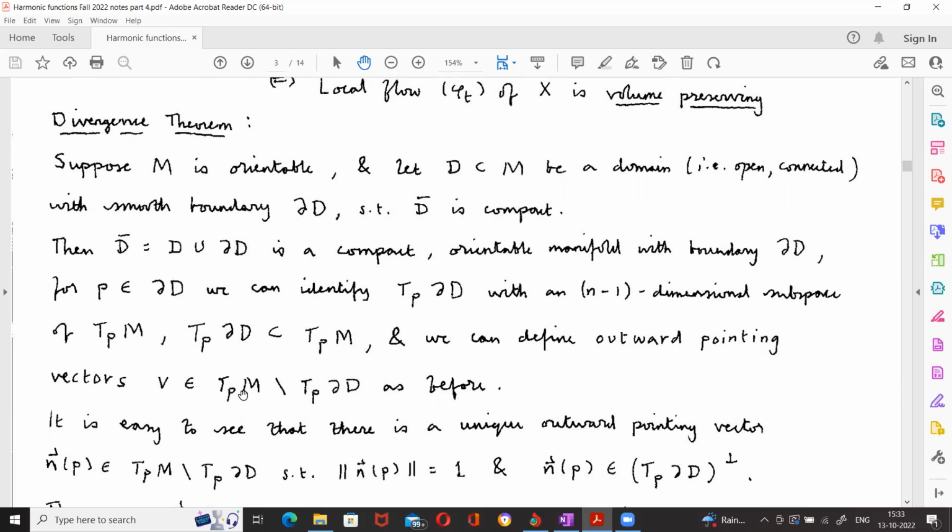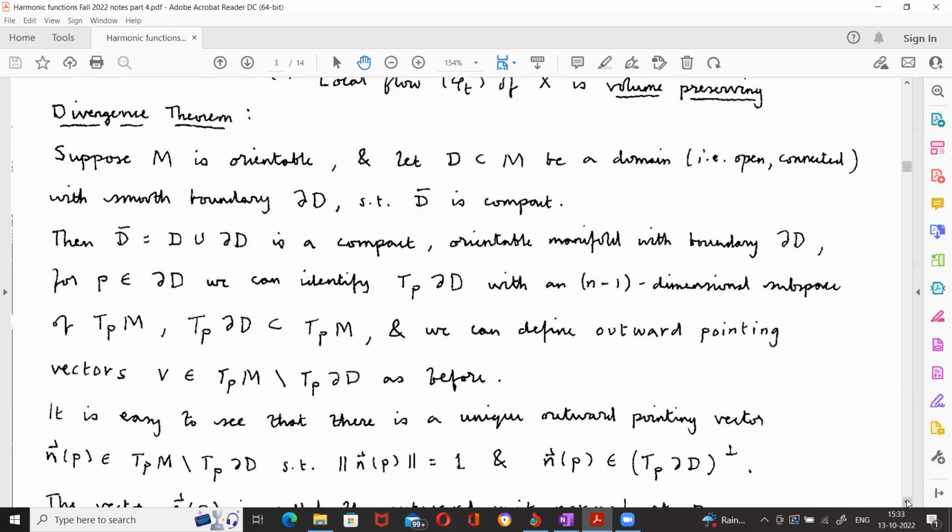That means if you take a chart near P that maps a neighborhood in D closure to a neighborhood of a point on the boundary of the upper half space, then an outward pointing vector was a vector whose image under the derivative of the chart points out of the upper half space. It points into the lower half space. Yes? Yes, sir. Okay, so we defined what was an outward pointing vector earlier for manifolds with boundary.